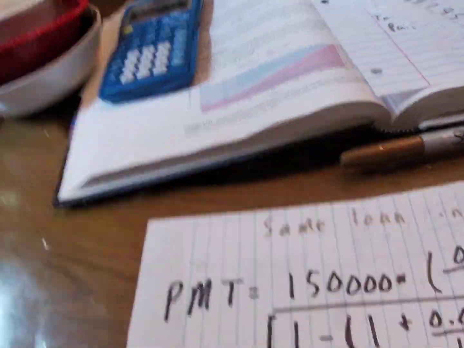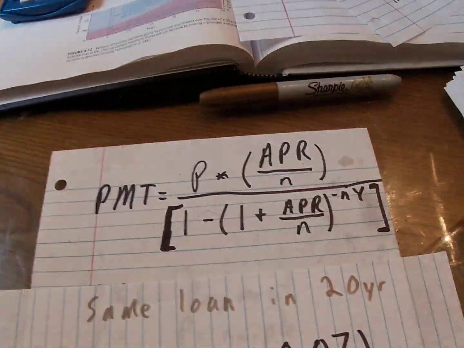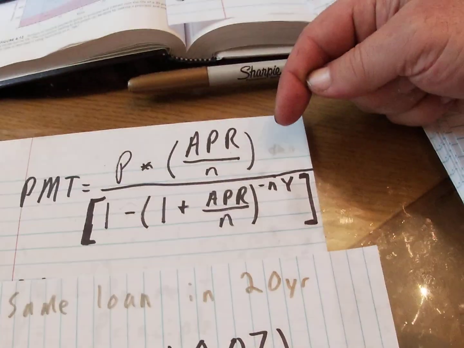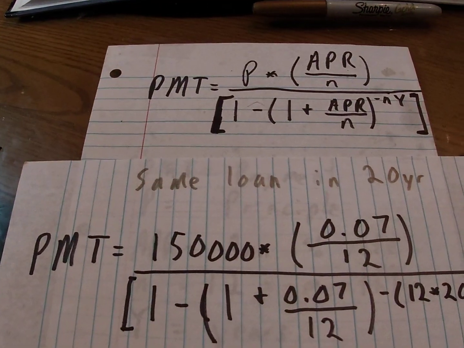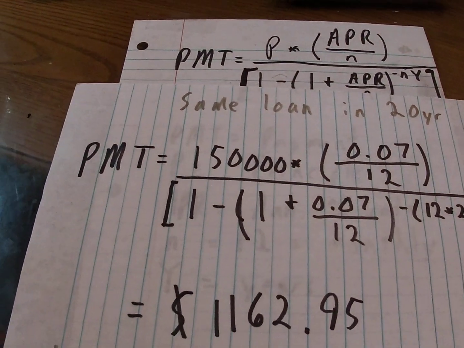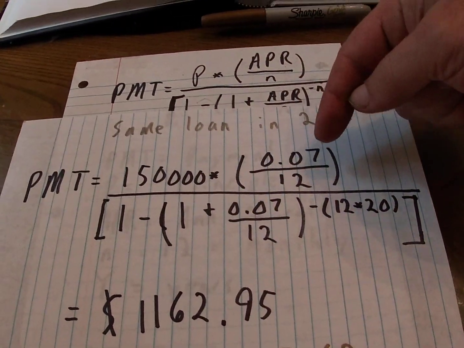Well, let's take a look at the exact same loan at 7%, but this time I'm going to do 20 years instead. So let's take a look at that. Now here I've got my formula, and I wrote it down again. I do suggest you write it down every time, write it down fresh. And then you show your substitution.